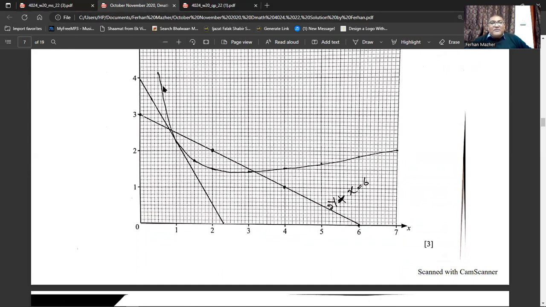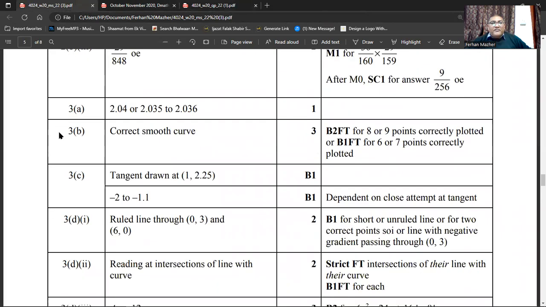Then I will join them with a smooth curve. So this is how this is done.